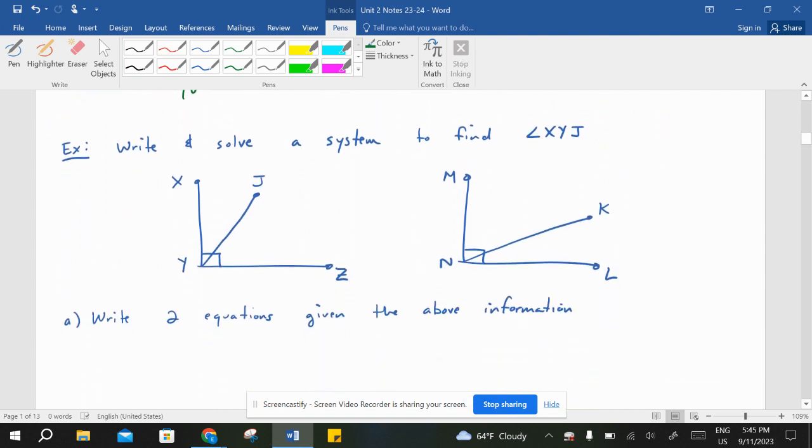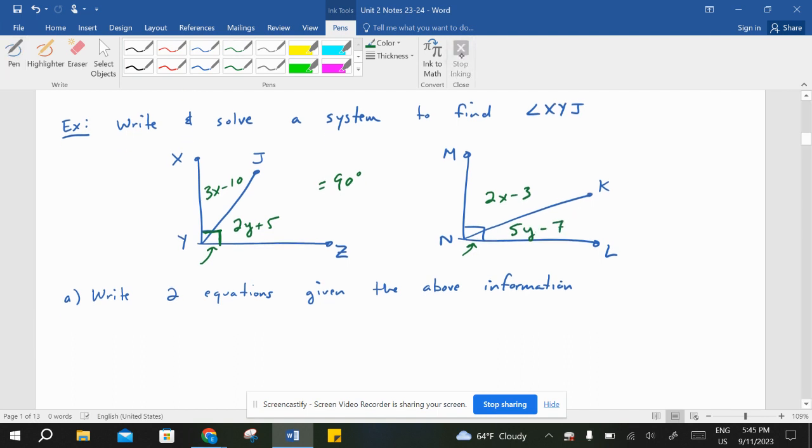If I give you two right angles, I'm going to say that angle XYJ is equal to 3x minus 10, and the other angle is 2y plus 5. I know that this invariant has to equal 90 degrees because of this right angle at the corner. Same thing with our other one. So our top angle will be 2x minus 3, and our bottom one will be 5y minus 7.